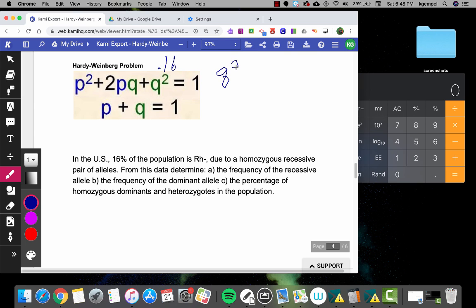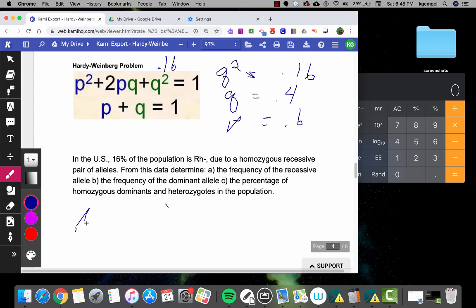q squared is going to be equal to 0.16. And then q is going to be the square root of 0.16. So you know that the square root of 16 is 4, so 0.4. And then 1 minus 0.4 gives me p, which is going to be equal to 0.6. So this is the same problem that we already did, just given to us in a slightly different way.